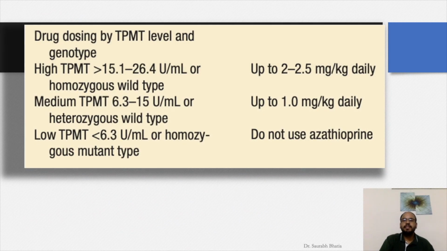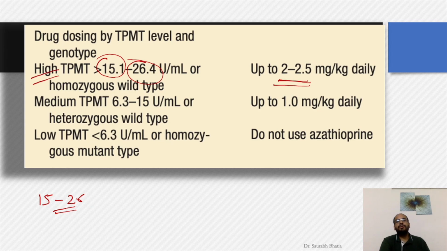Now this, I think, is the last slide of the presentation. Drug dosing by TPMT level. Let's say you get TPMT level done, then what? So normal TPMT levels or good TPMT levels lie between 15 to 26 approximately. So if it is between 15 to 26, that means you have high TPMT activity and you can go with the empiric normal dosing of 2 to 2.5 milligram per kg per day.